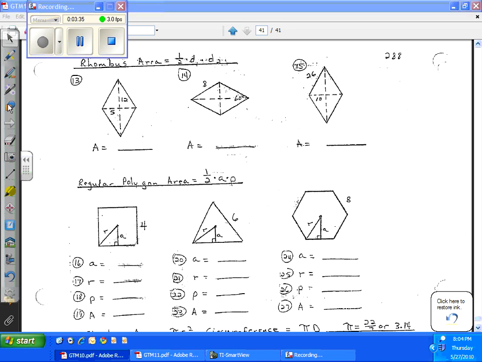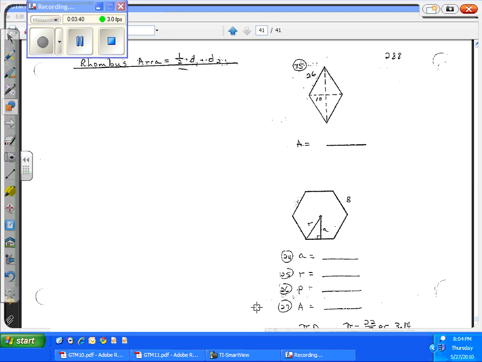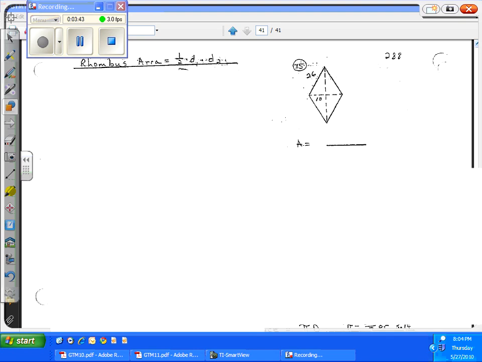Number 15. Number 15, we have a rhombus. We know that the diagonals of a rhombus are perpendicular. So if we extract this right triangle, we have 26 and 10, and we'll call y half of the one diagonal. Now we know the diagonals bisect each other, so if this is 10, then this is 10, so we do have one of our diagonals.